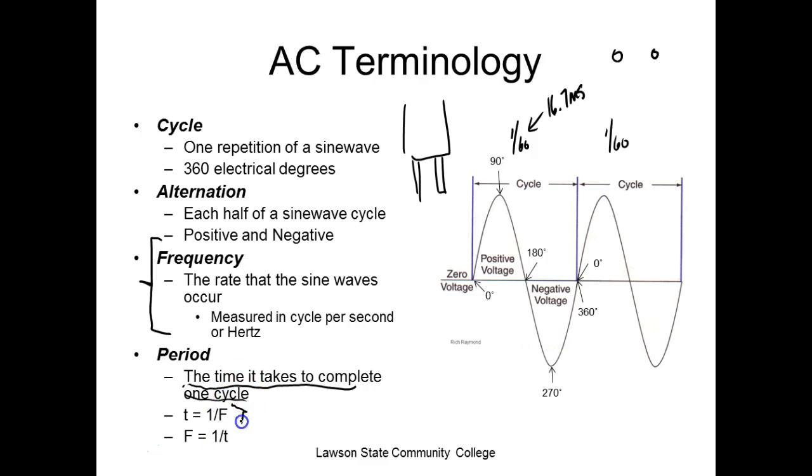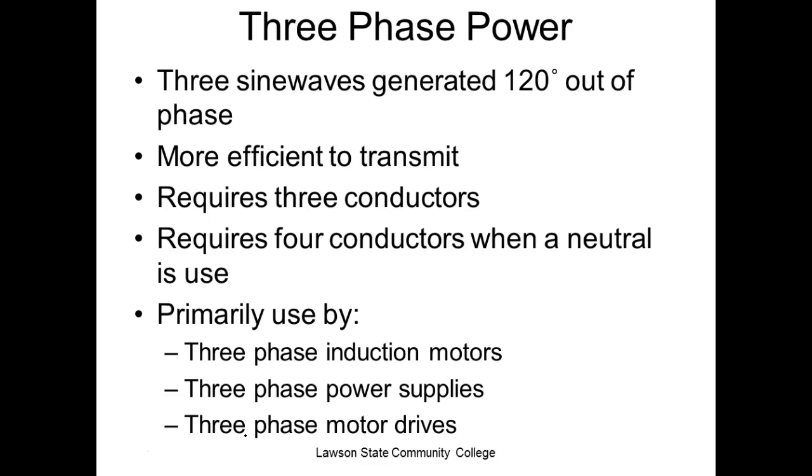So this is not really important for this time, but time is 1 over frequency, and frequency is 1 over time. But we do need to understand hertz, because hertz becomes important later on when we start talking about speed and phase shifts and stuff like that. We have what we call three-phase power.